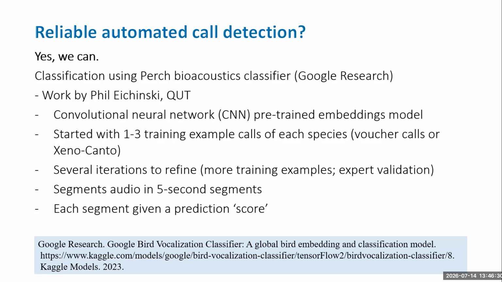And just some technical notes before I go on, it will help with my next slide. The way the Perch classifier model works is it segments the audio into 5-second segments, analyzes that, and for each species model, it gives each 5-second segment a prediction score as to how confident it is that that 5-second segment has your target species.